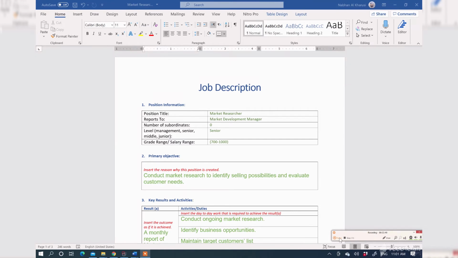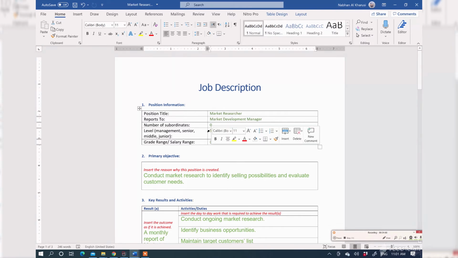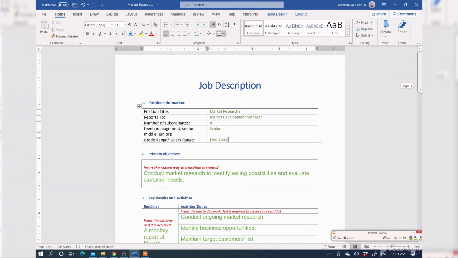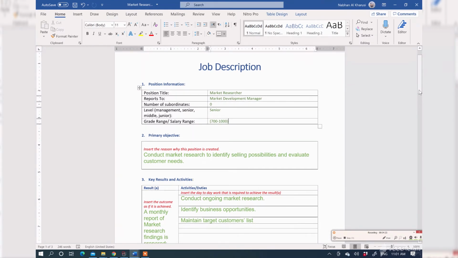Here is an example. Let's say we want to hire a market researcher. This market researcher reports to the market development manager. There are 0 subordinates. It's a senior level, not a junior. Maybe it's not a management job. And then we put the salary range, maybe from $700 to $1,000 or whatever currency. But we need to have a range because we would like to have flexibility to move these figures around according to the candidates, the situations, and so many factors, the market, data, and stuff like that.